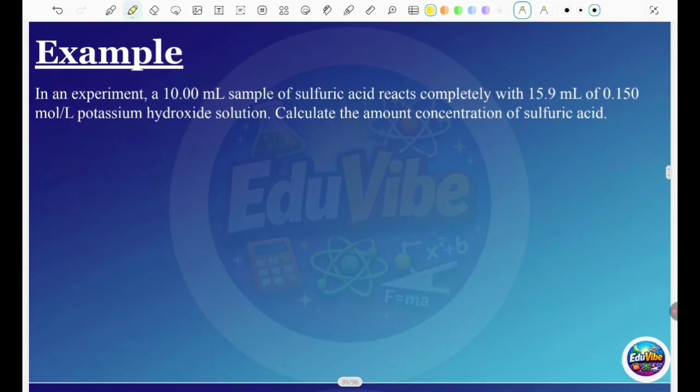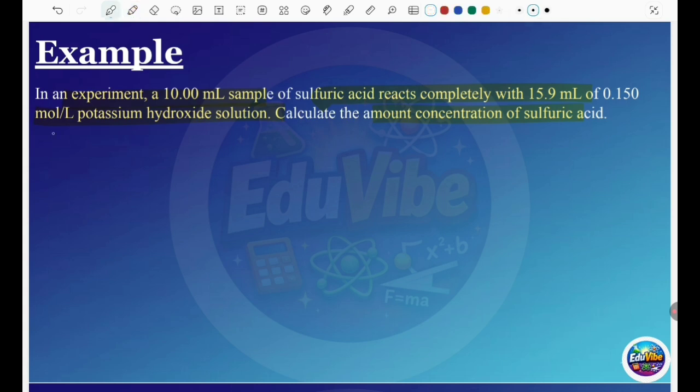The first question says, in an experiment, a 10.00 mL sample of sulfuric acid reacts completely with 15.9 milliliters of 0.150 moles per liter potassium hydroxide solution. Calculate the amount concentration of the sulfuric acid. Basically, you have to find the concentration of the H2SO4.